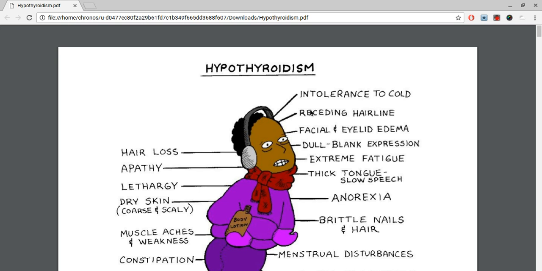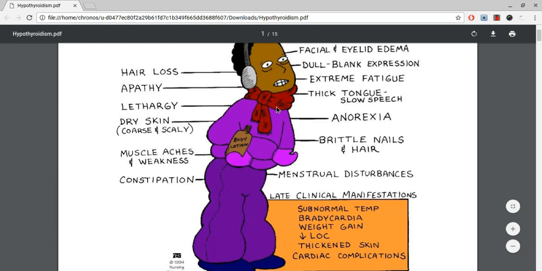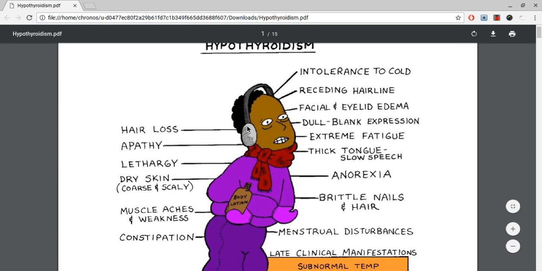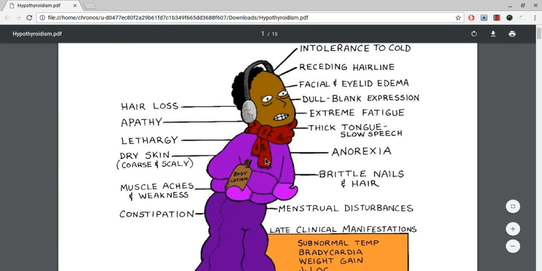Okay, so today we're going to be learning about hypothyroidism. Here's a visual to help you remember the signs and symptoms of hypothyroidism. Notice that the patient is going to be really cold. He's holding a bottle of body lotion because his skin is going to be dry. And just read through that, okay?